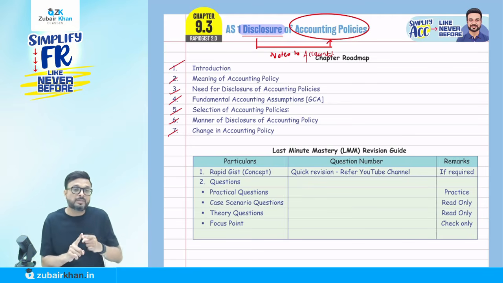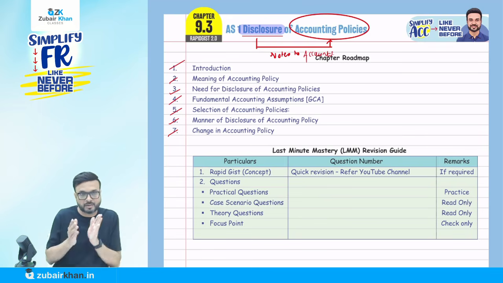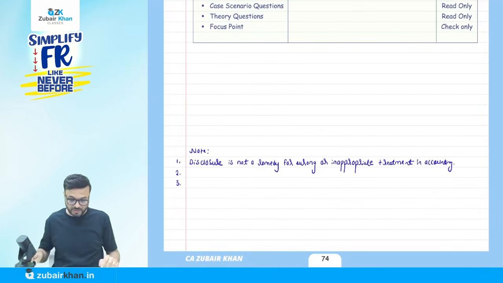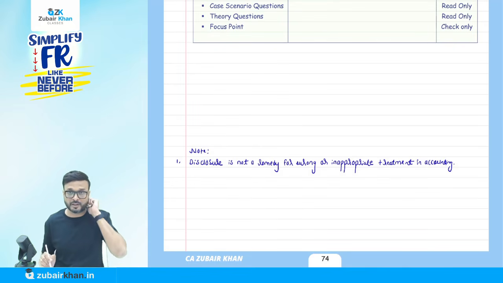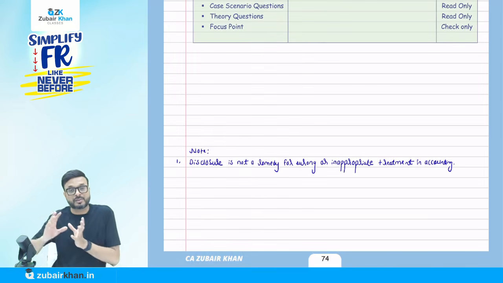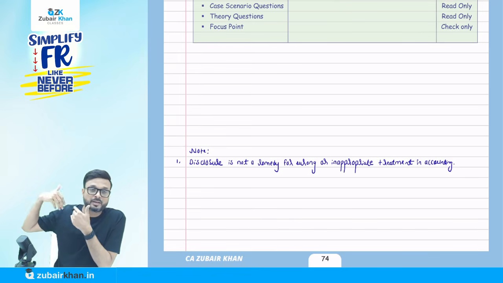And if due to a change in accounting policy future profit is going to be affected, we have to disclose during the current year that future profit is going to be affected because of the change in accounting policy. One last note is there, okay? The last note is that disclosure is not a remedy for wrong or inappropriate treatment in accounting. Sometimes when we say I have done the disclosure, that something inappropriate I have followed, that will not become accurate.